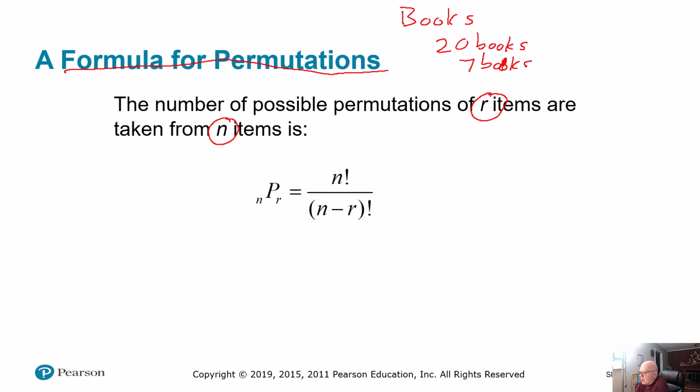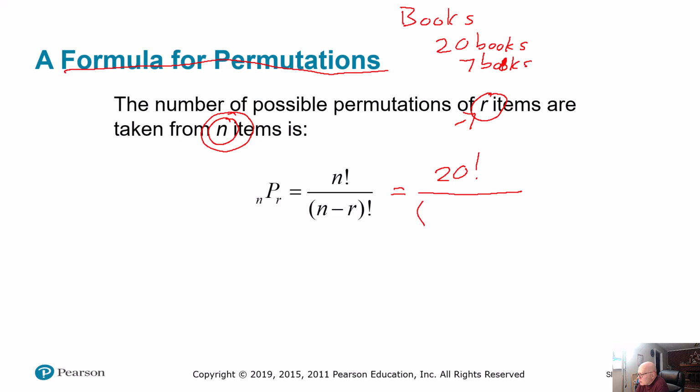There is the formula, and you're saying to yourself, I don't understand what that means. Well, remember, n represents how many you have to choose from. r represents how many you're actually selecting. So, in this case, we're selecting from 20 books. That goes on the top. So I have 20 factorial. That's 20 times 19 times 18 times 17, all the way down to 1. On the bottom, don't let this trick you.